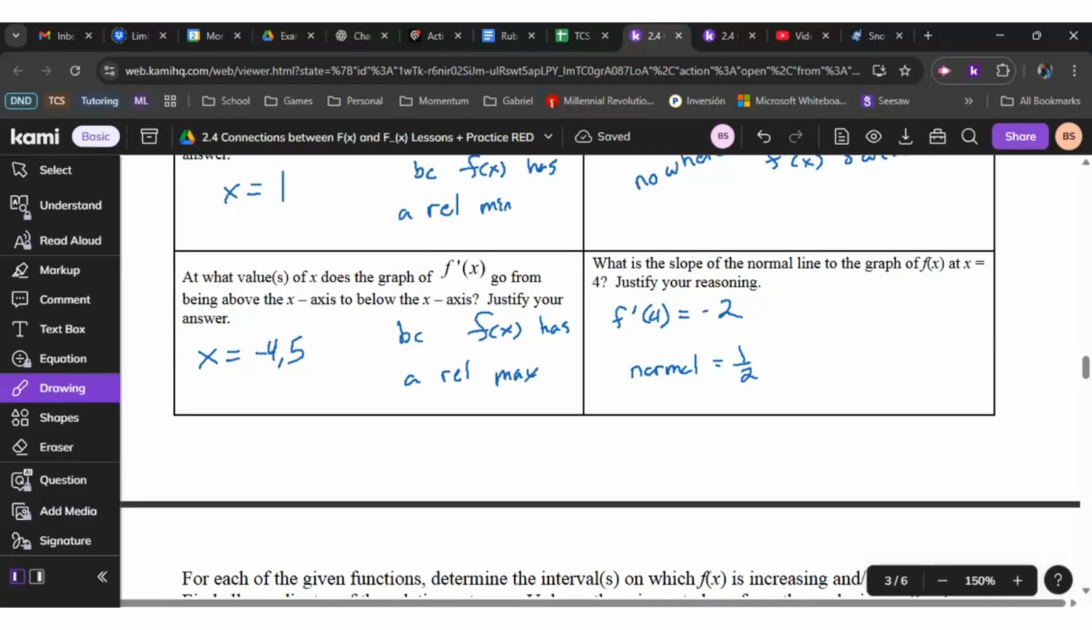And there's no justification for that. All you can really do is say that it's the negative reciprocal of the tangent slope. It's okay.